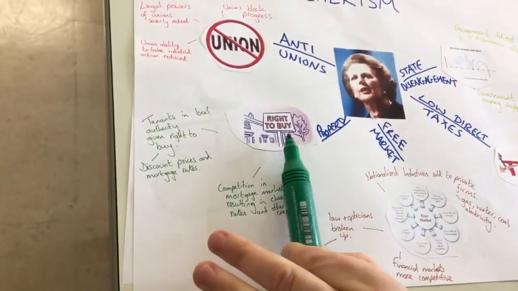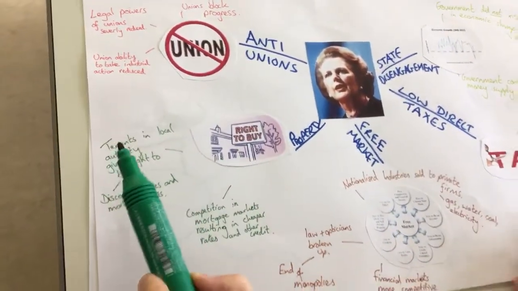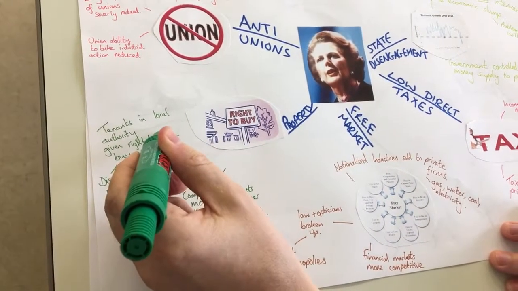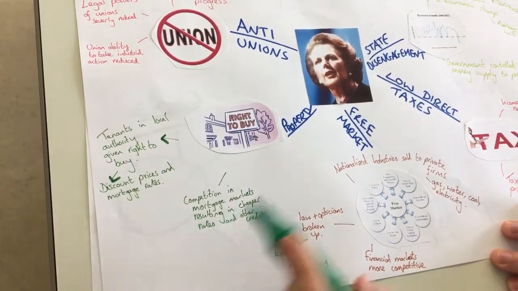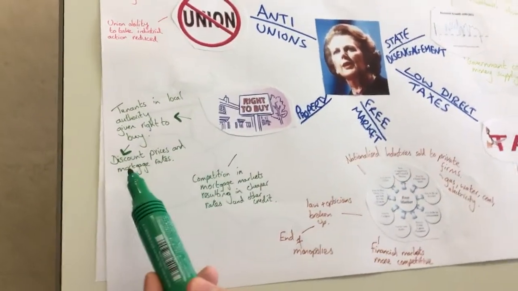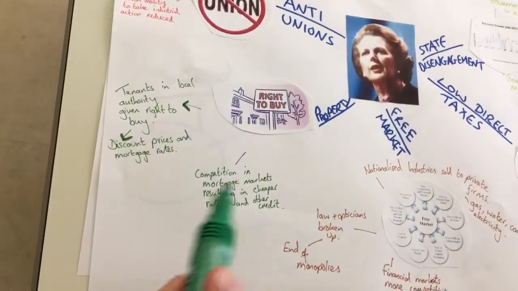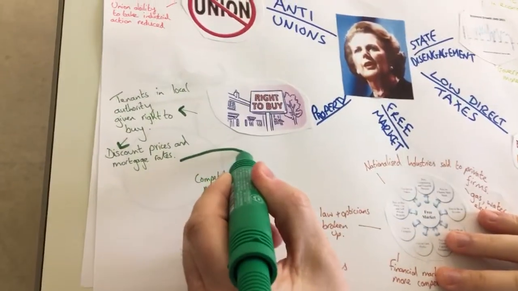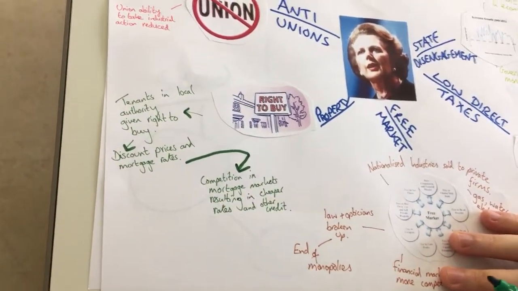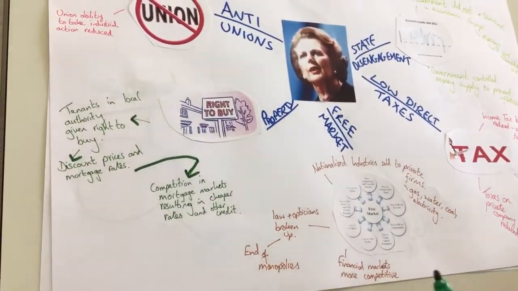So I've got the right to buy, same idea. I've got property, the right to buy. And as you can see here, the tenants are given local authority in the right to buy. I could make it clearer by doing my arrow and my arrow. So tenants are allowed to buy under Thatcherism as a key idea, and they had discount prices and discounted mortgage rates as well, okay? And I might want to say that from that, I link that there. And the competition in the mortgage markets resulted in cheaper rates and other credit available to the borrowers, okay?